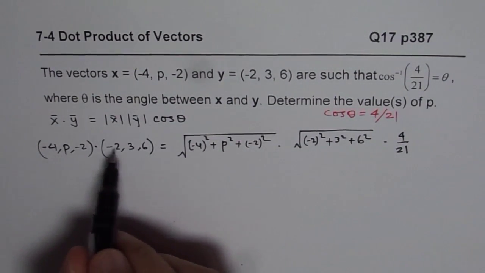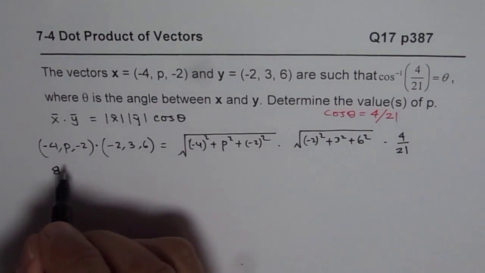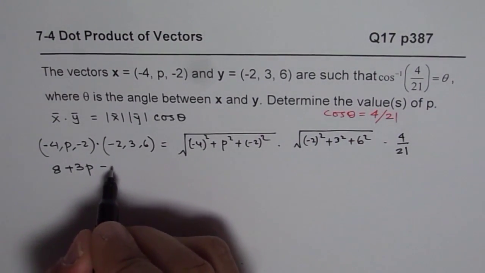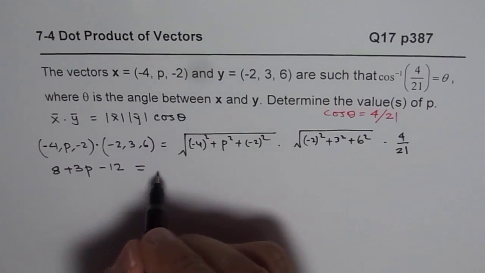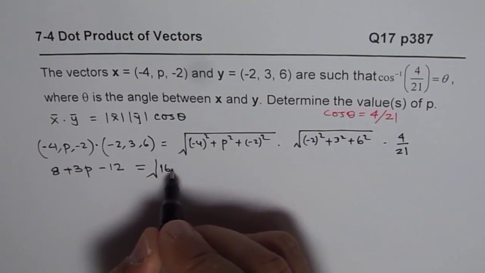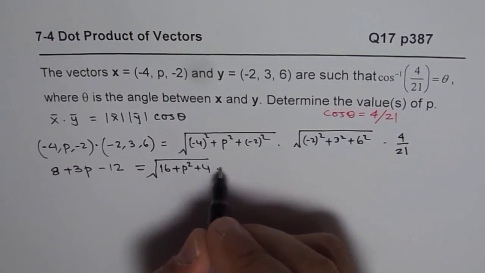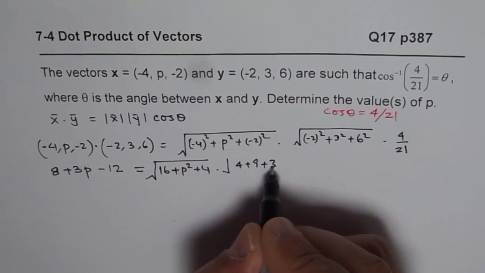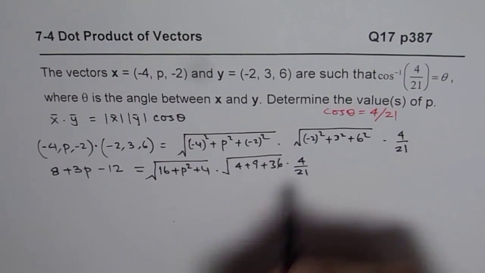Now let's find the dot product. So minus and minus gives me plus 8. P times 3 is plus 3p. And minus 2 times 6 is minus 12. So that is equal to all this, right? You could use a calculator, which gives the square root of 16 plus p square plus 4, times the square root of 4 plus 9 plus 36, times 4 over 21.